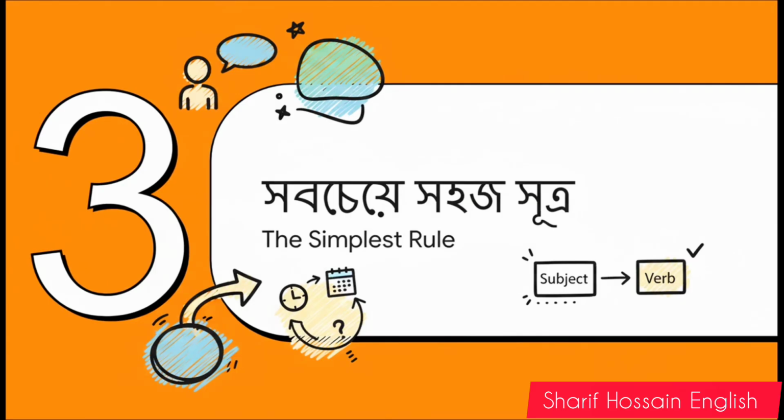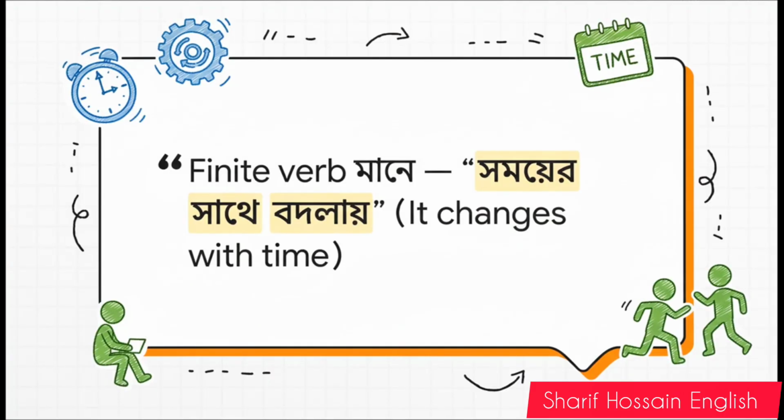Okay, so we've seen how the subject and the tense are basically the bosses of the verb. But what if I told you there's an even simpler, kind of golden rule to remember all this? Here it is. This is the main thing to take away. A finite verb is one that changes with time. That's it. That's the whole idea. It's the verb that's tied to the timeline of your story.